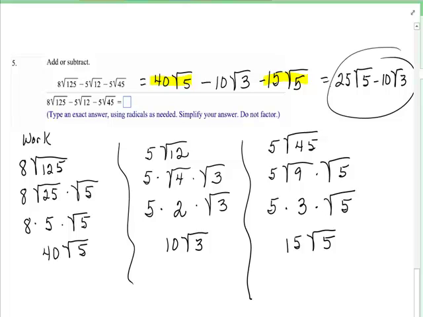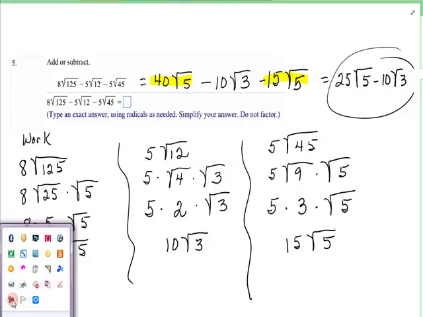So you will begin to get a little bit more comfortable with simplifying radicals the more that you work on it. 45, you'll see a 9 inside it. 12, you'll see a 4 inside it. 125, you see 25 inside it. The more you practice, the more you'll recognize what the largest perfect square factor would be. Okay, you work on yours.